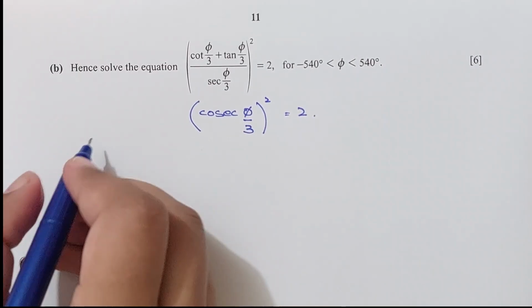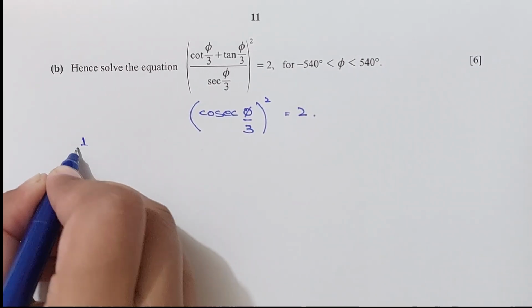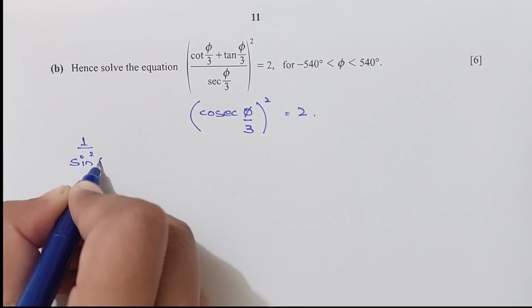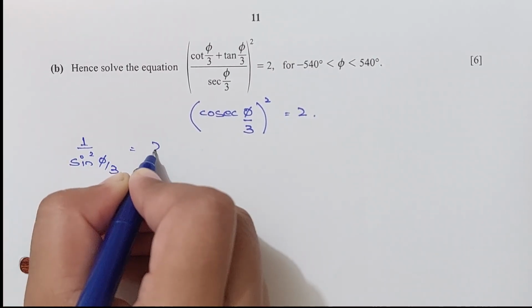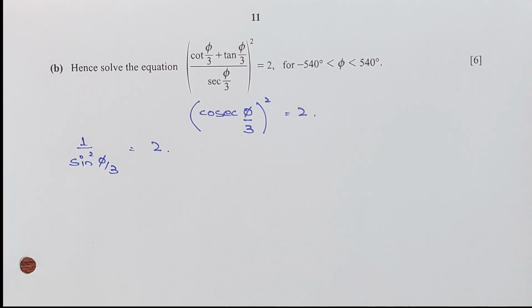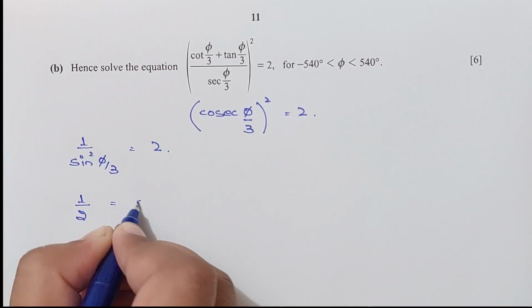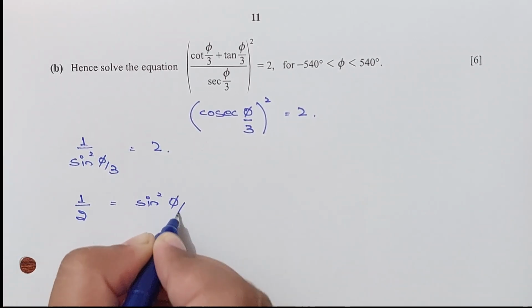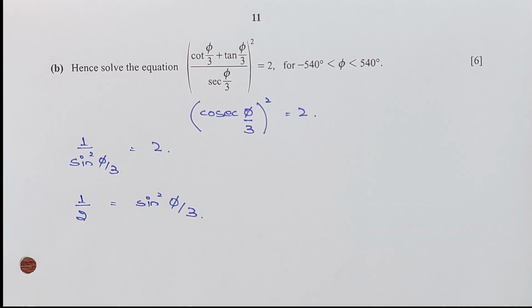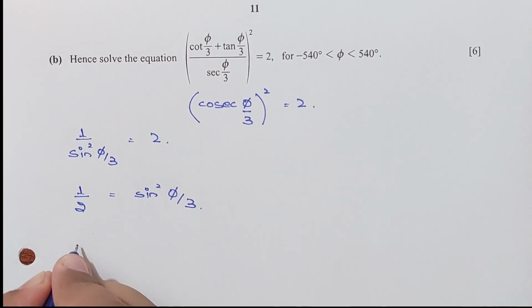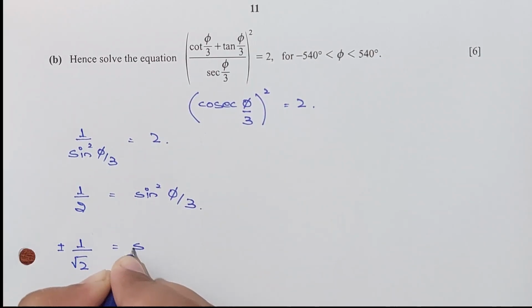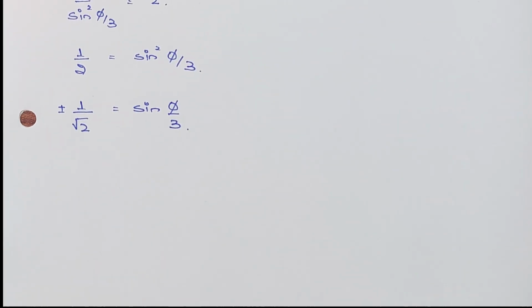Now let me simplify this. Cosecant is 1 over sine, so 1 over sine square 5 by 3 equals 2, right? Now let me cross multiply. 1 by 2 equals sine square of 5 by 3, right? Further simplification, we have to take the square root on both sides. So plus or minus 1 over square root of 2 equals sine 5 by 3, right? Now we have two cases. Case 1 is with positive and case 2 is with negative.